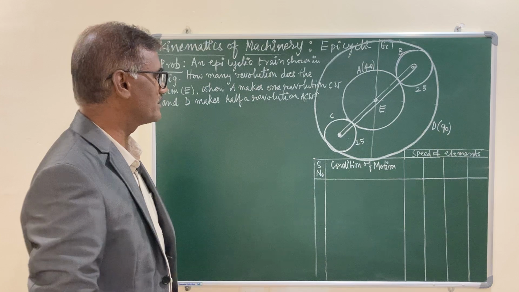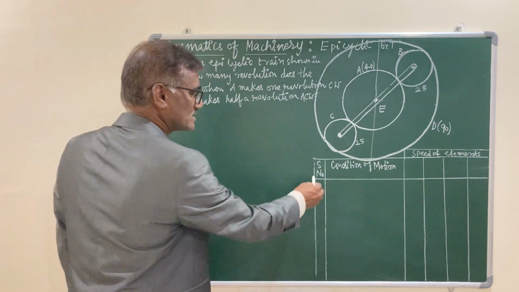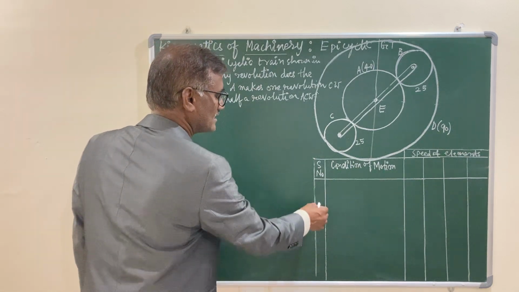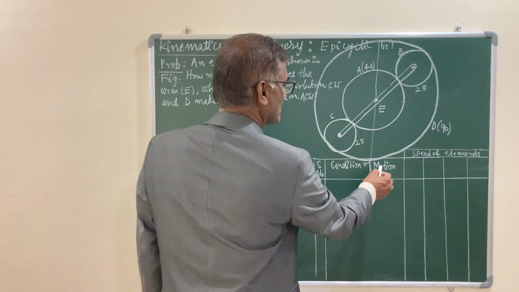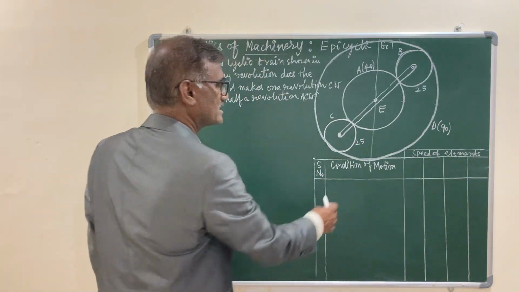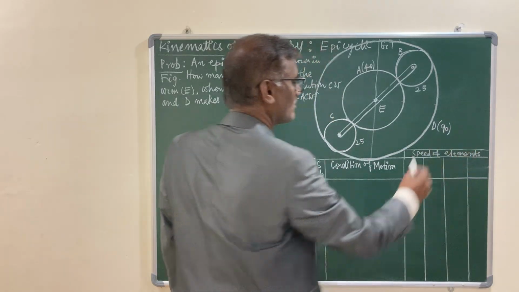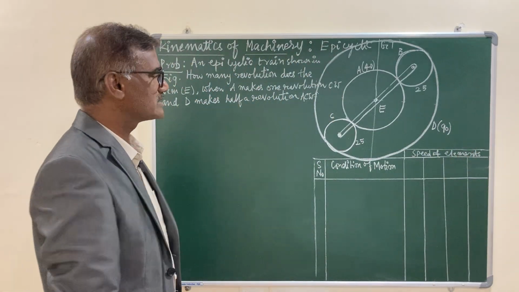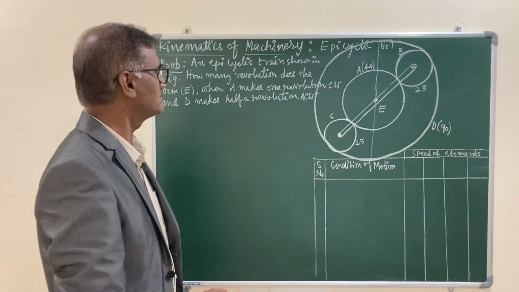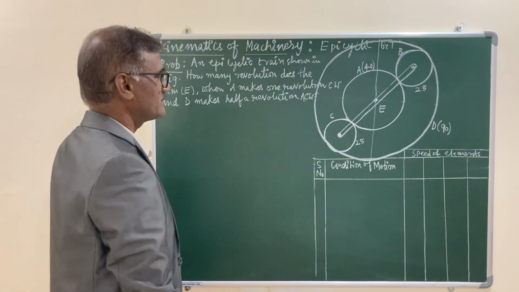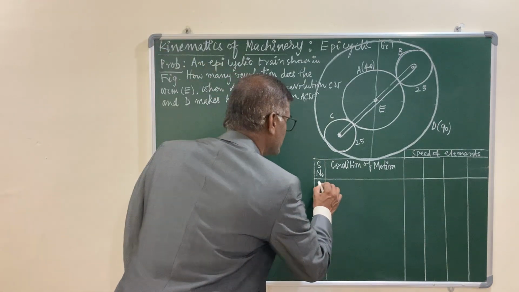Let us look at the tabular method. In this, the first column is the step number, and then the condition of the motion. You are going to impose the condition of the motion, and the speeds of the elements you are going to occupy in subsequent columns. Let us solve this problem in a systematic manner. Now, first of all, let us impose the condition.